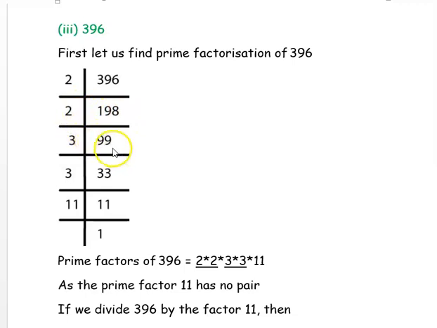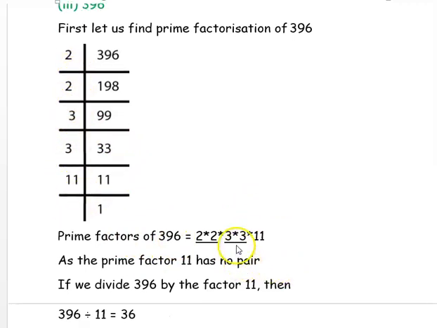I'll get 99, which cannot be divided by 2. So I'm dividing it by 3. I'll get 33, which again I divide by 3. I'll get 11. So 11, I'm dividing by 11. So I'll get 1. Now I'm going to write the prime factors for 396, which is 2 into 2 into 3 into 3 into 11.